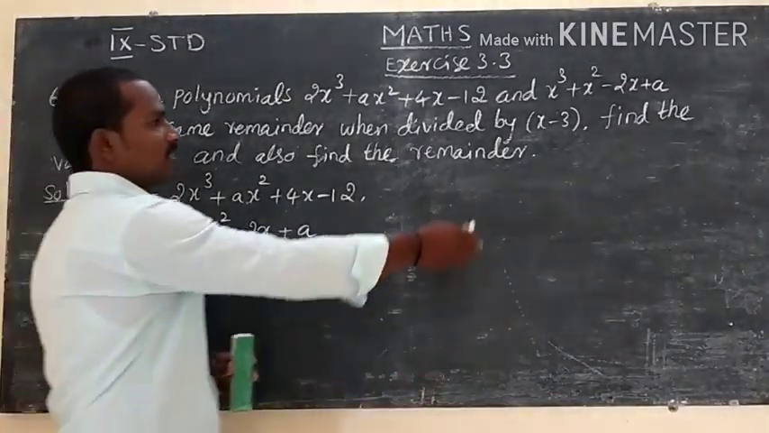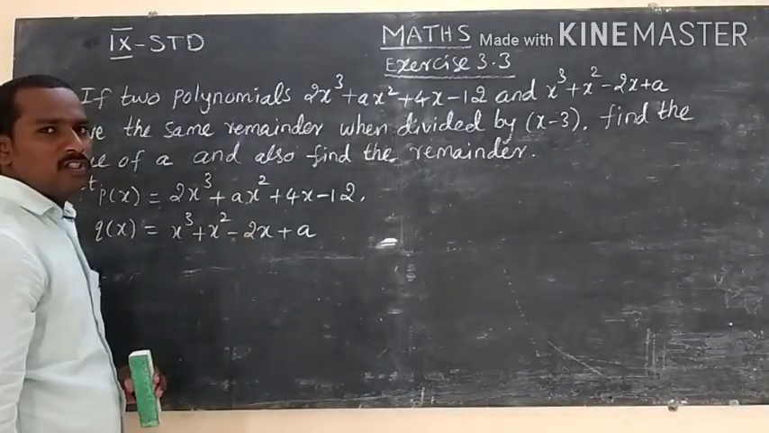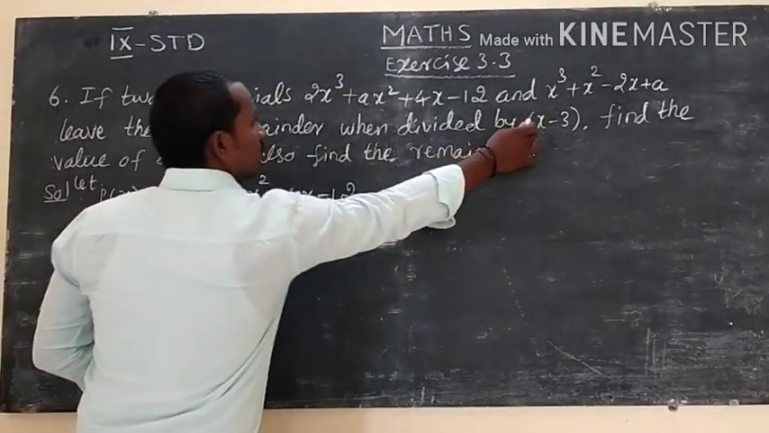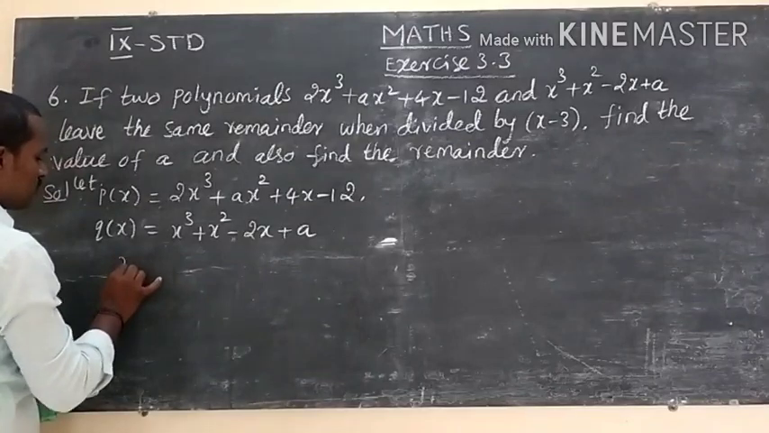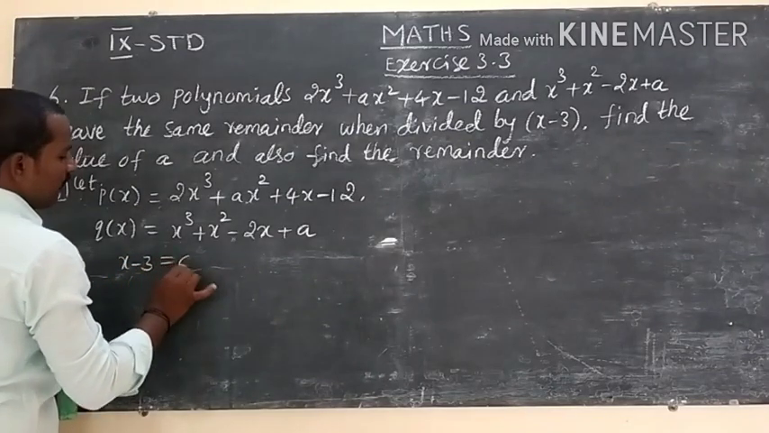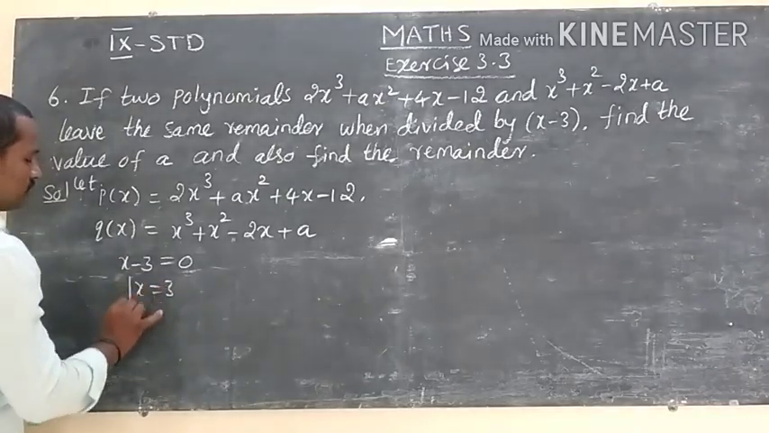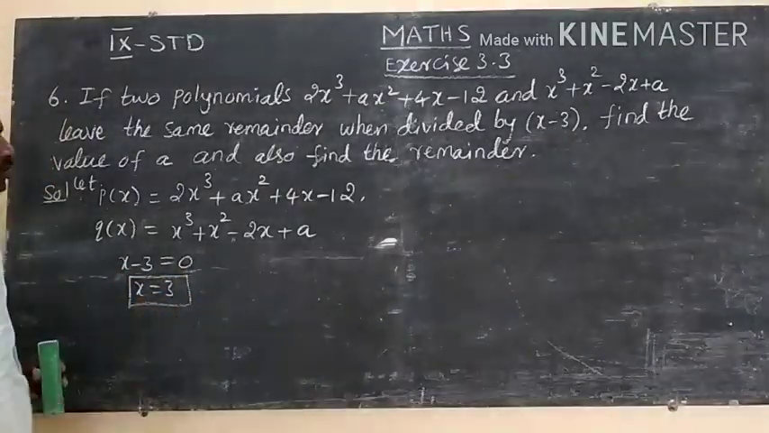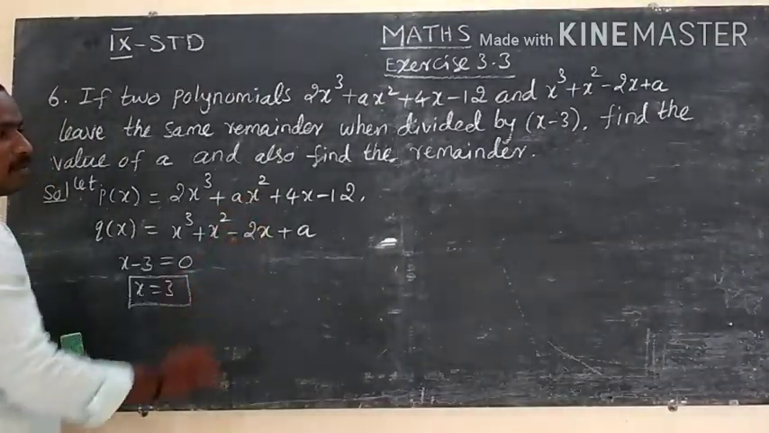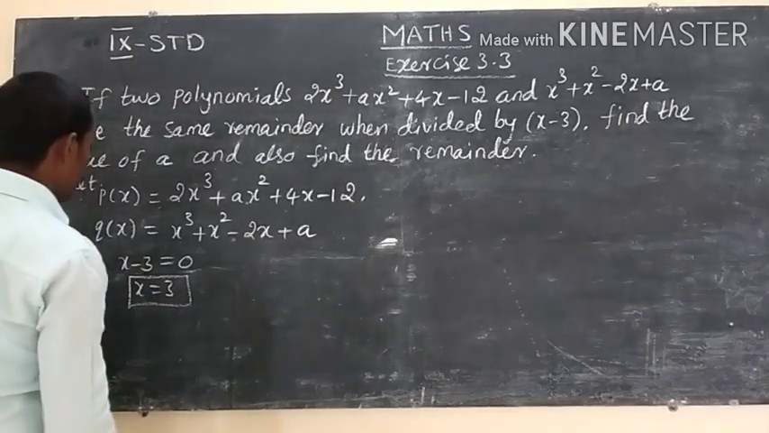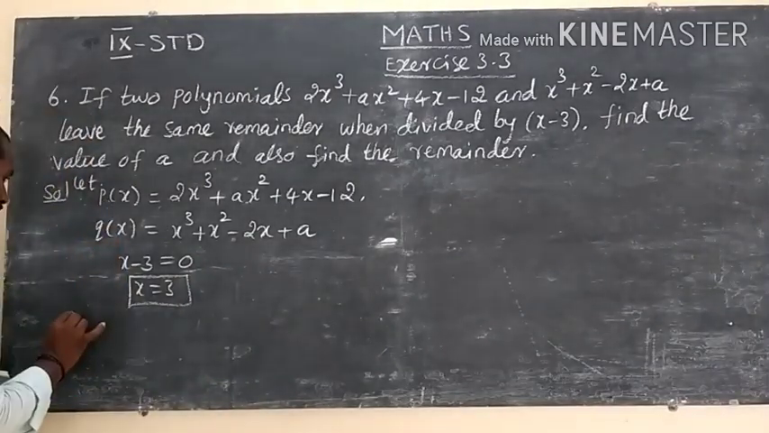Then consider the divisor. First step, find the zero of the divisor. The x minus 3 is the divisor. So x minus 3 equal to 0, so x is equal to 3. So 3 is the zero of the divisor of the given two polynomials. Okay. Then p of 3.